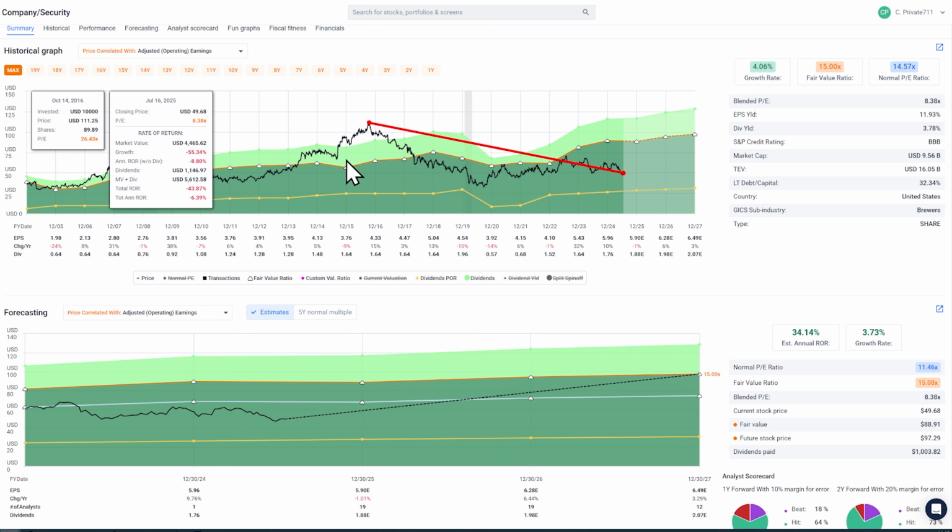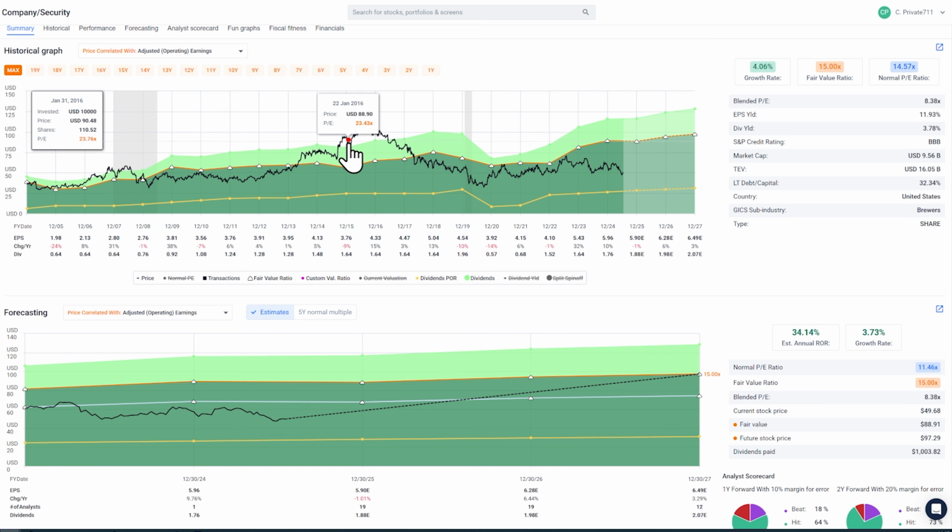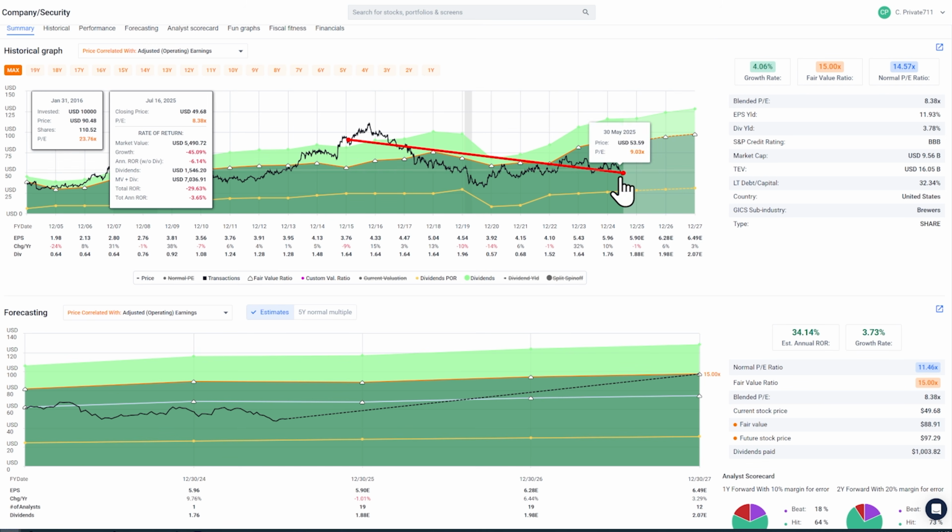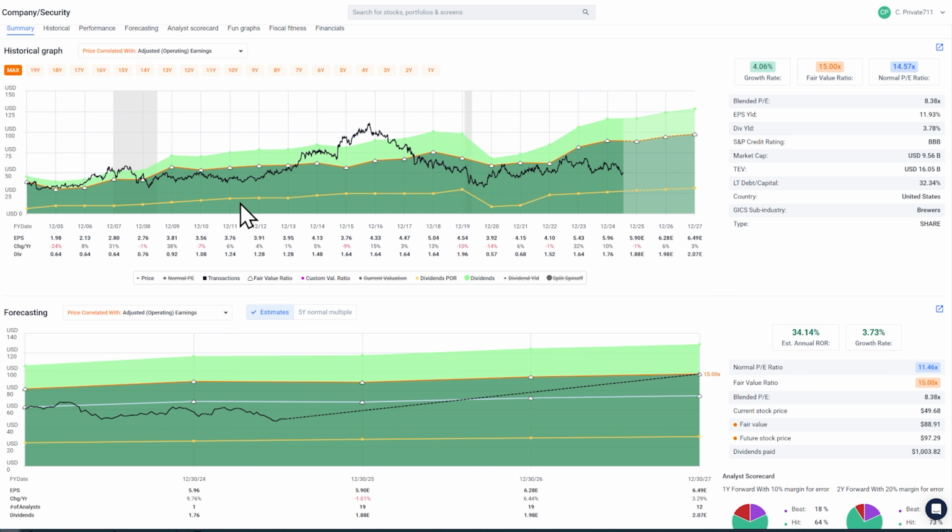If you were buying the stock at any of these times, you were losing money owning this stock as a long-term investment. And that's despite the fact that the company's operating results were pretty good. Now, of course, they did struggle during COVID, and they did cut their dividend. And if you look at the stock today, it's trading at a blended PE of 8.38. It has a strong earnings yield of almost 12% and a very attractive dividend yield of 3.78%. It only has 32% debt to capital.